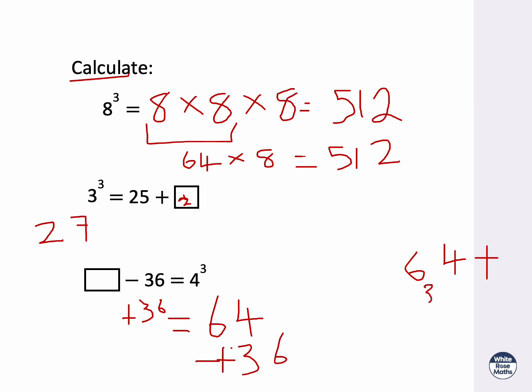So 4 plus 2 is, sorry, 4 plus 6 it should be. So 4 plus 6 is 10. So 0, carry the 1. 6 plus 3 is 9, plus the 1 is 10. So the box here is a number 100. So 100 take away 36 is equal to 64, which equals 4 to the power of 3, or we pronounce it as 4 cubed. Remember that 4 cubed, guys, if you're not sure, means 4 times 4 times 4.